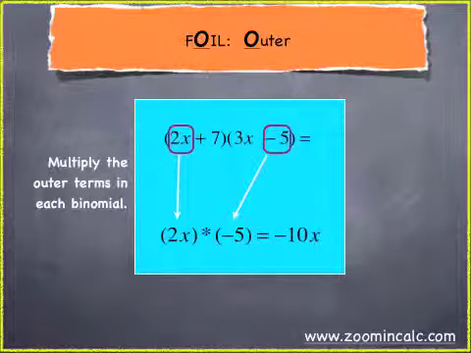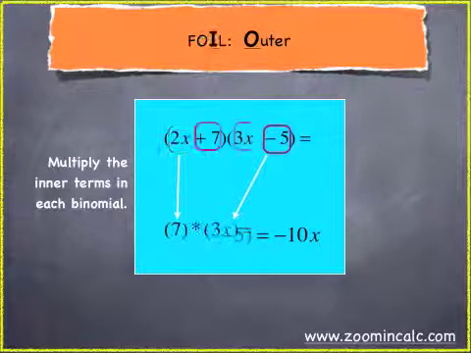The second letter in FOIL is O, and that stands for outer. So now again, you go back to our two binomials and you look at the outer terms, which I have circled, 2x and minus 5. You multiply them and you get, in this case, negative 10x.